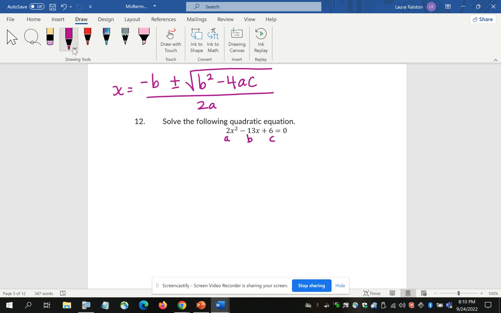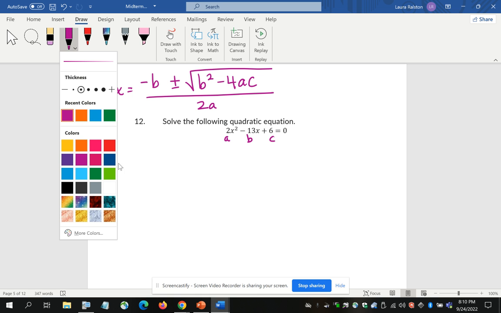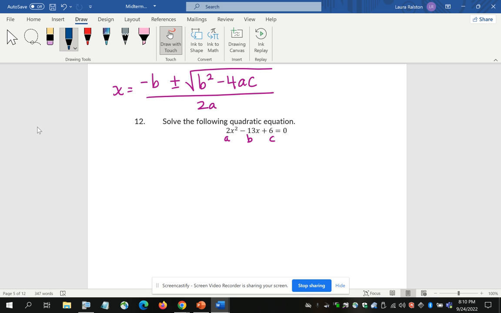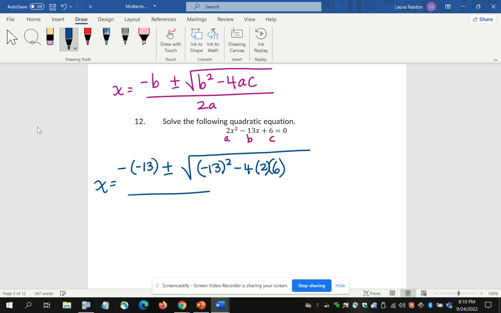If I'm using the quadratic formula, guys, it becomes a straight out substitution problem. So I have x equals the opposite of negative 13 plus or minus the square root of negative 13 squared minus 4 times 2 times 6 all over 2 times 2.